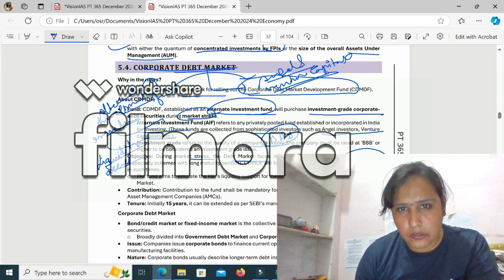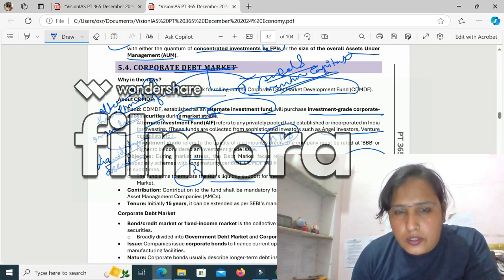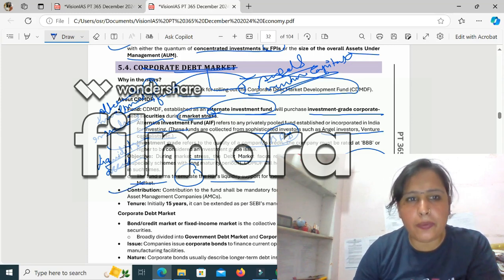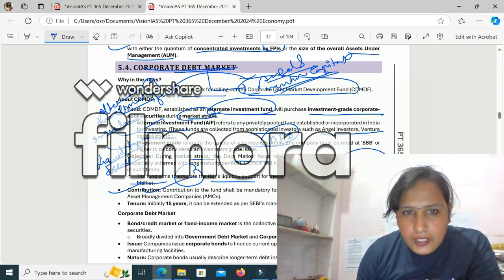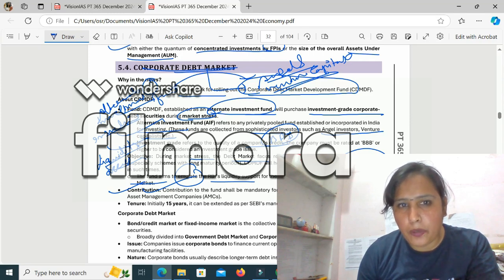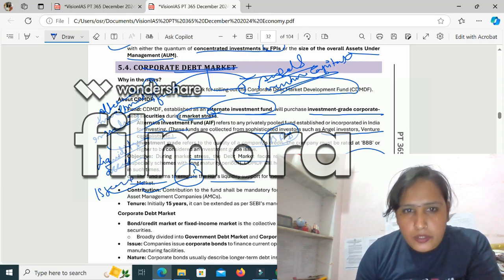So the fund aims to emulate the RBI liquidity support for banks in the context of the corporate debt market. The contribution to the fund is mandatory for specified debt-oriented schemes and asset management companies. The tenure of this fund is 15 years, and it can be extended as per the SEBI mandate. If SEBI mandates it, then the tenure can be extended.